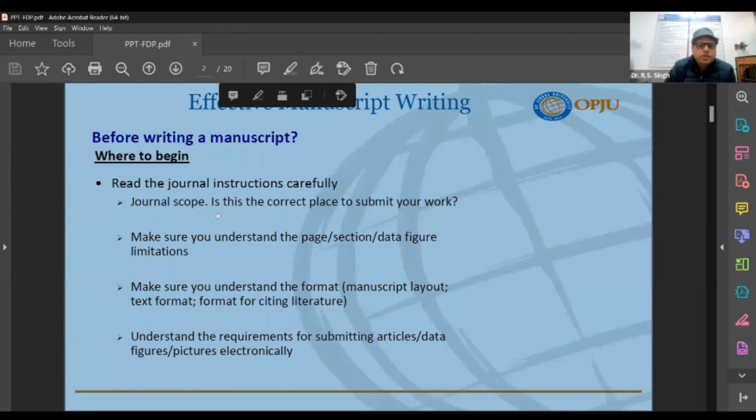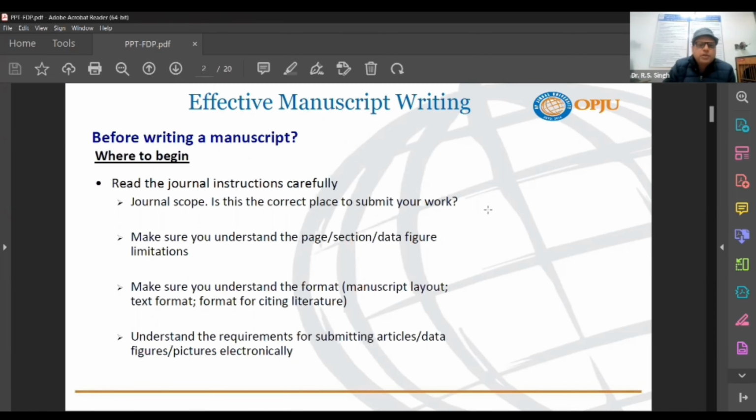Is this the correct place to submit your work? It means you have to decide whether this journal is suitable for your work or not. For example, you are working in electrical engineering and write a manuscript, but you are submitting your manuscript to an English journal. That is not the appropriate journal for you. Make sure you understand the page, section, data, figure, and limitations of that journal.